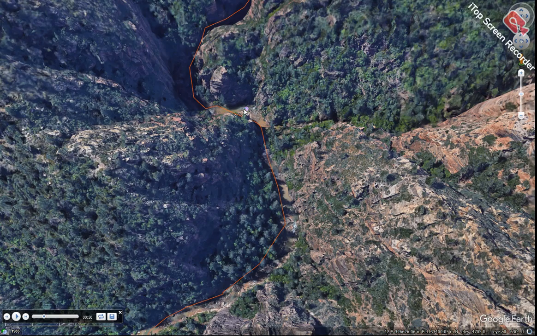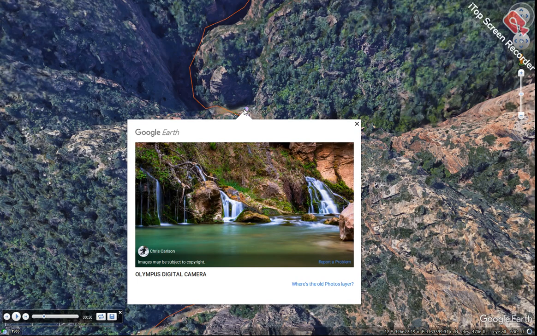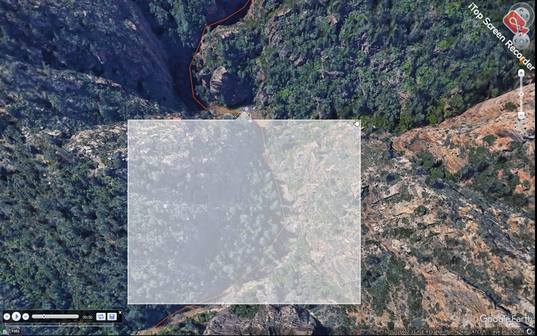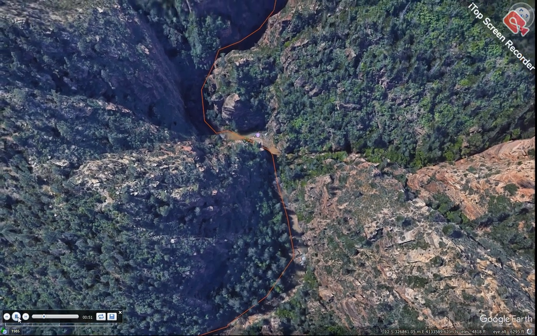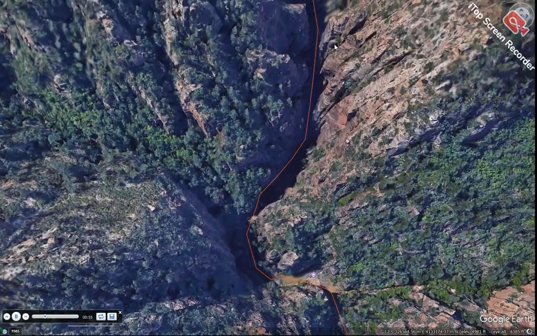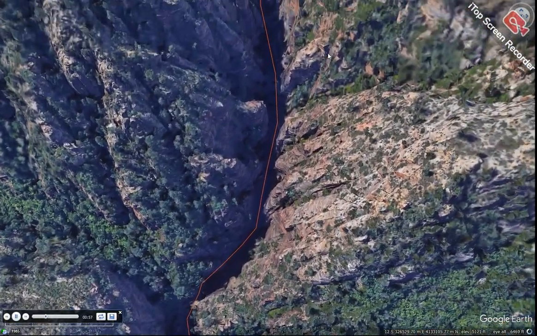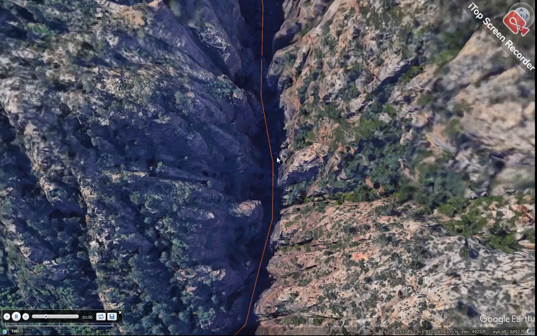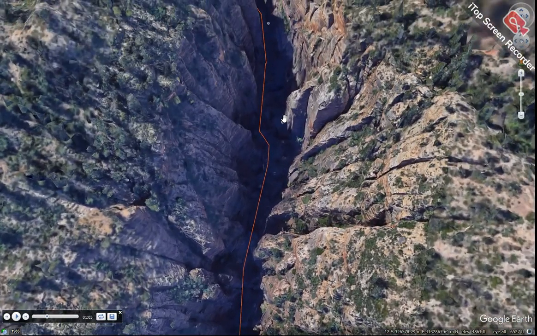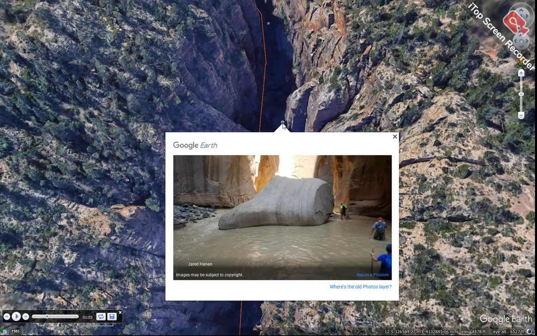Oh, here is Big Spring. This is going to be the only water source that we can pull and filter from. Here's a shot of it. Hard to miss. Keep going. Oh, there's Boulder. Again, hard to miss.